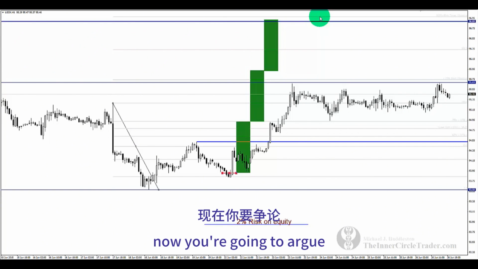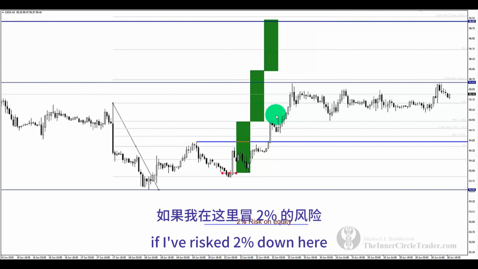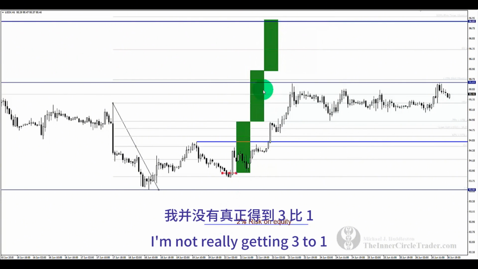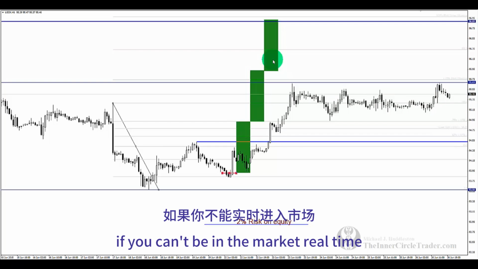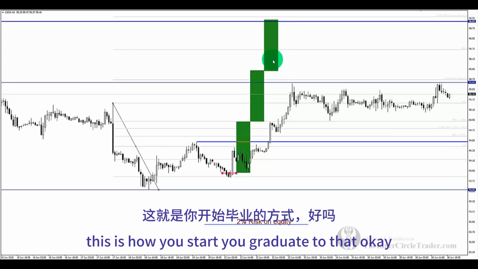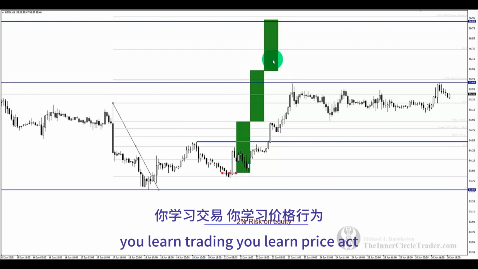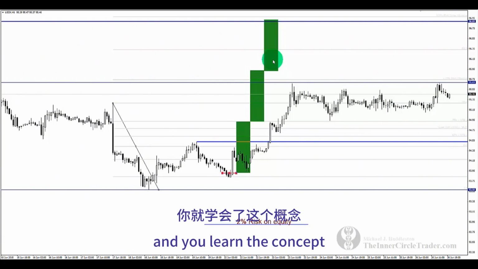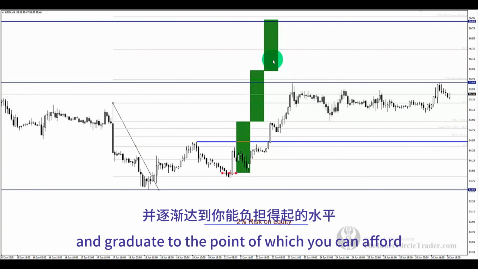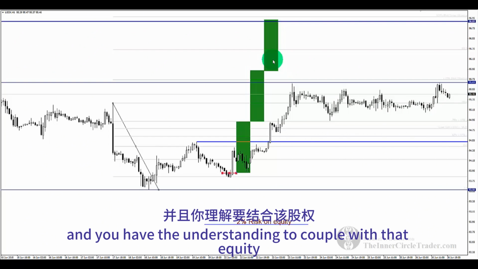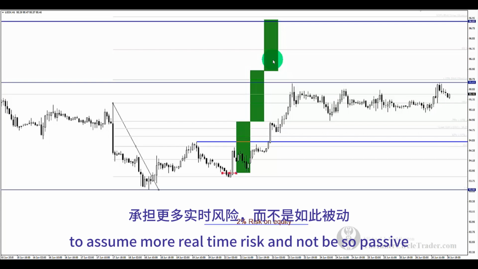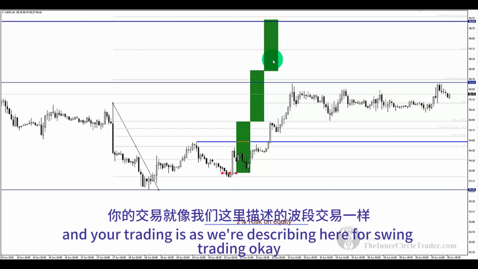Now, you're going to argue, I know, and say, well, if I've risked 2% down here, I'm not really getting 3-to-1. You're right. But I'm talking about you as a developing trader. If you can't be in the market real time, this is how you start. You graduate to that. You learn trading, you learn price action, you learn the concepts, and graduate to the point at which you can afford, number one, because you'll have the equity to be able to do it, and you'll have the understanding to couple with that equity to assume more real-time risk and not be so passive in your trading as we're describing here for swing trading.